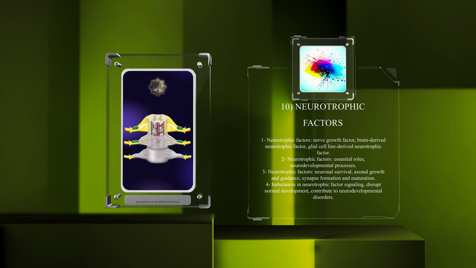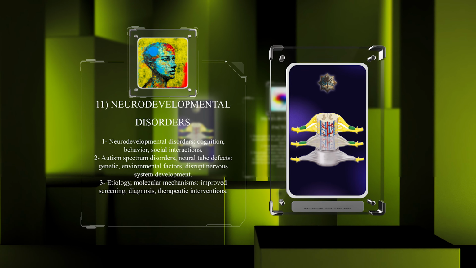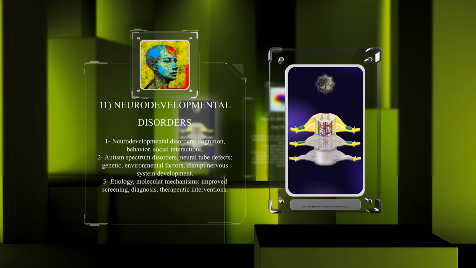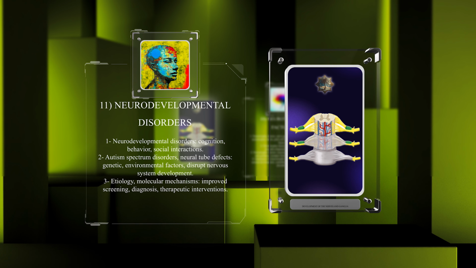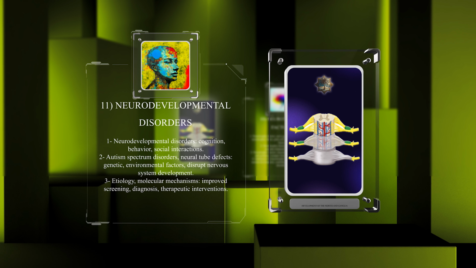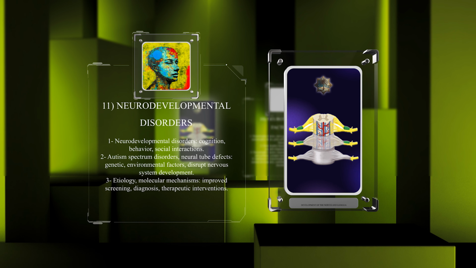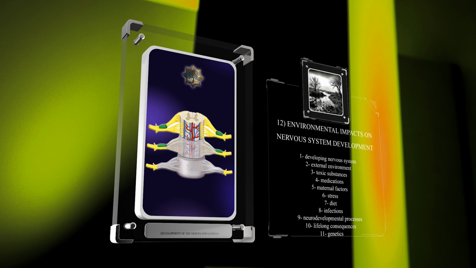Neurodevelopmental disorders encompass a range of conditions affecting cognition, behavior, and social interactions. Disorders like autism spectrum disorders and neural tube defects result from a complex interplay of genetic and environmental factors that disrupt normal nervous system development. Understanding the etiology and molecular mechanisms underlying these disorders allows for improved screening, diagnosis, and therapeutic interventions. The developing nervous system is vulnerable to the influences of the external environment.